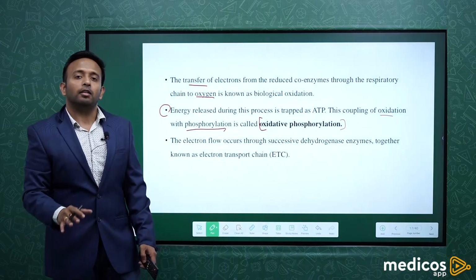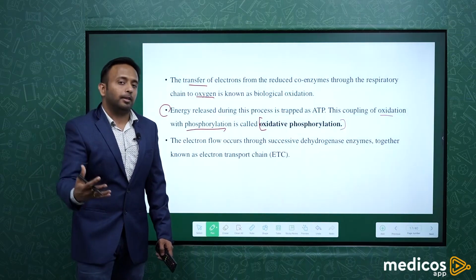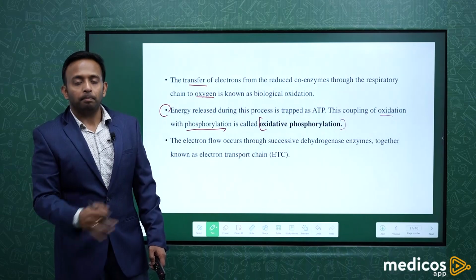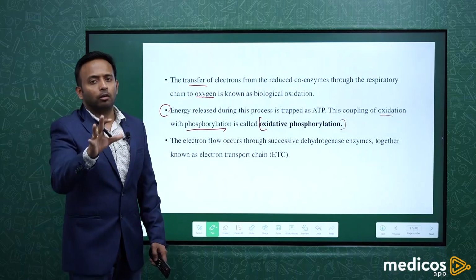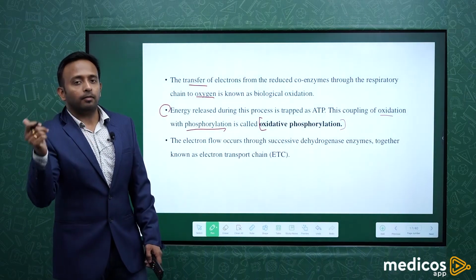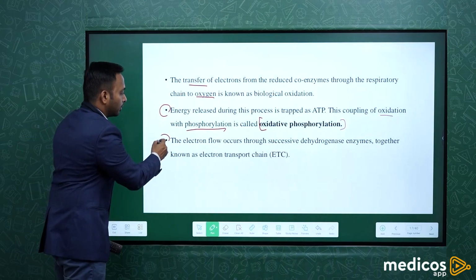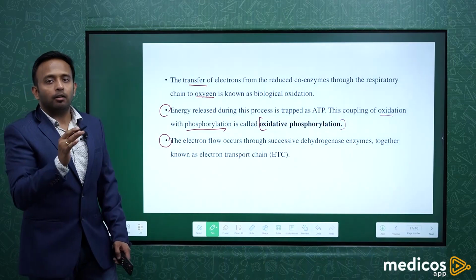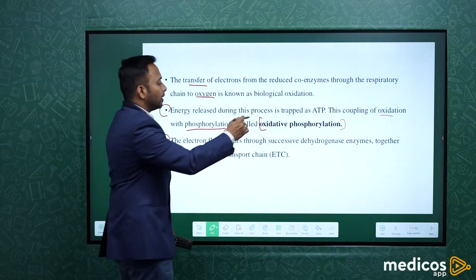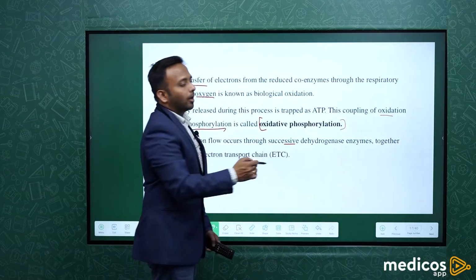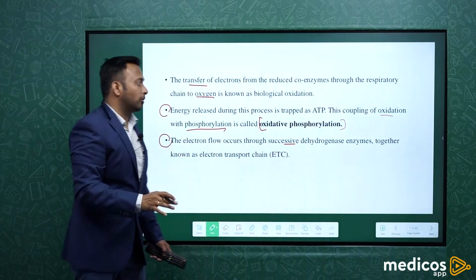At the substrate reaction itself, the energy generated is so much that it can lead to the binding of ADP plus Pi to form ATP, that is substrate level phosphorylation. Here we will be seeing the oxidative phosphorylation, the oxidation reaction, that is the transport of electrons with the generation of energy which is sufficient to synthesize ATP. And the electron flow occurs through successive dehydrogenase enzymes, together known as the electron transport chain. I told you oxidation is occurring on one side and reduction is occurring on another side. Successively, oxidation and reduction reactions are taking place so that the electron transport chain is happening.